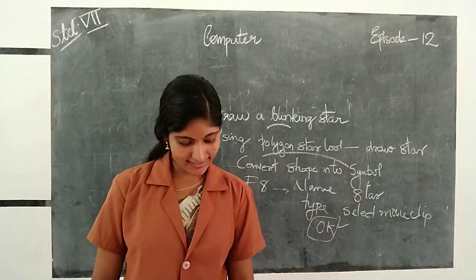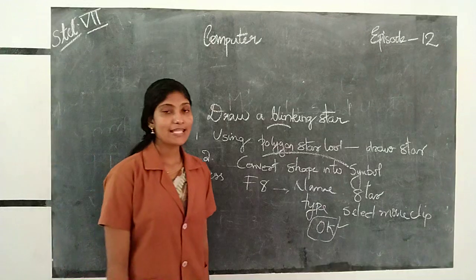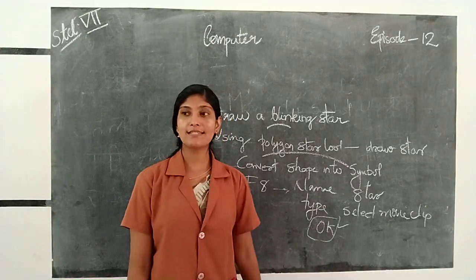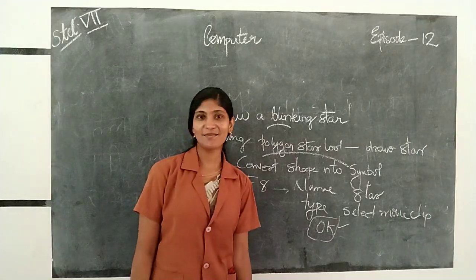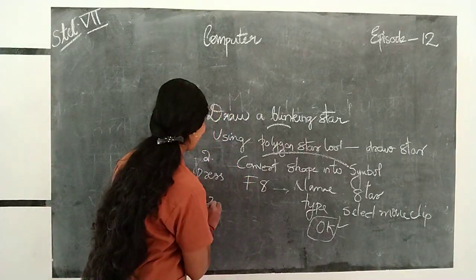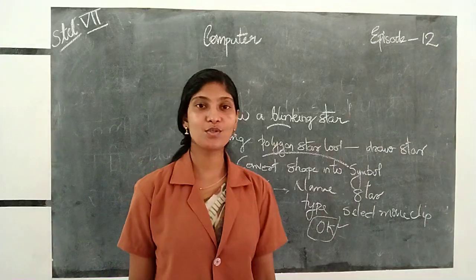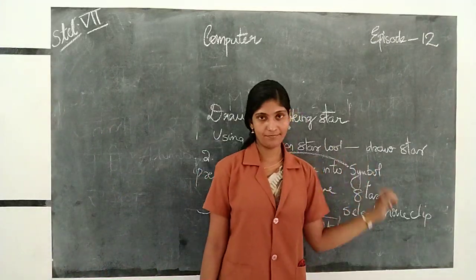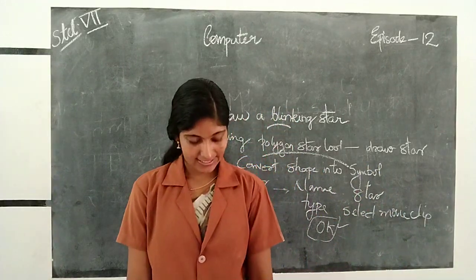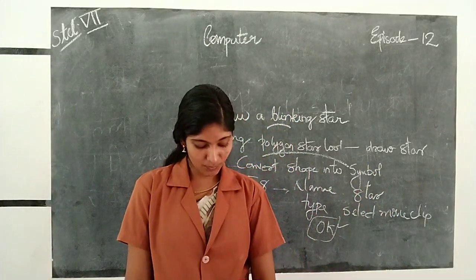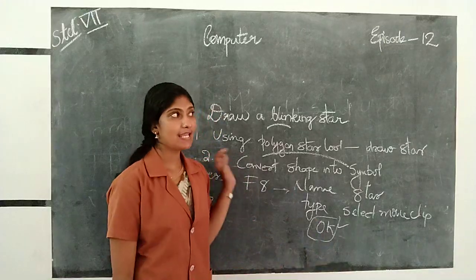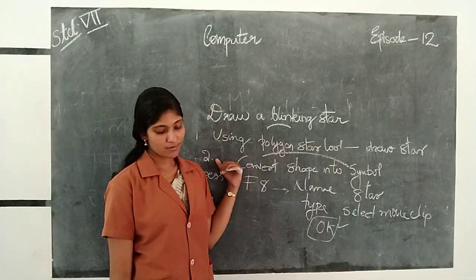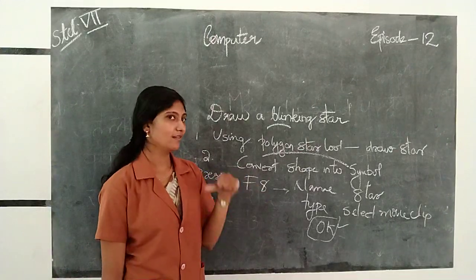Then next step is, we can modify this star shape into another one. So that is third step. How to modify this symbol? For that purpose, just double click on the movie clip and we can see a new timeline appears. That timeline belongs to this new symbol, right?